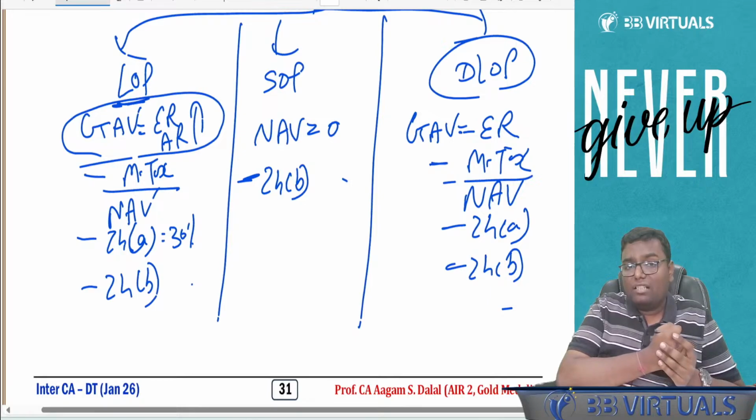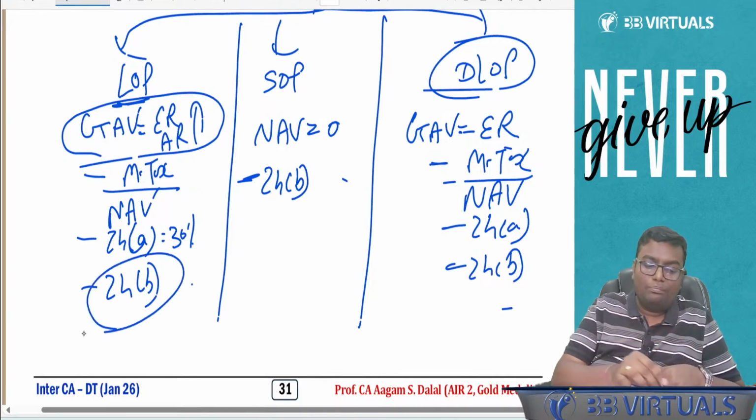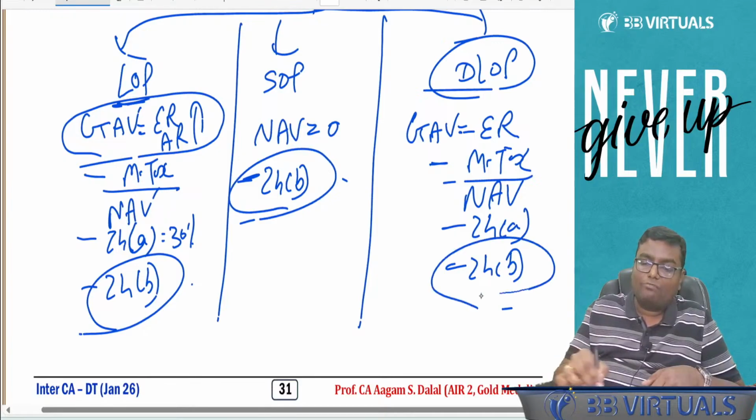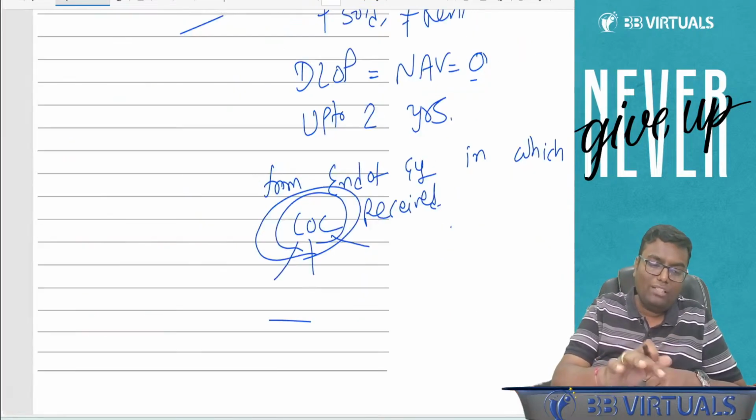Now let us start understanding one of the biggest, one of the important topics of this entire structure, which is applicable in all the three kinds of property. 24 clause B, interest on borrowed capital. What is that all about?